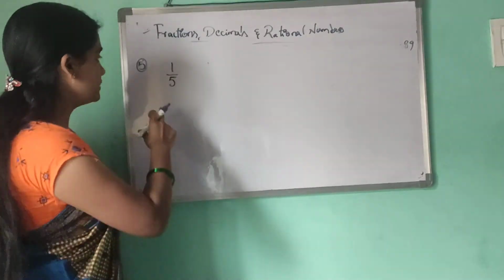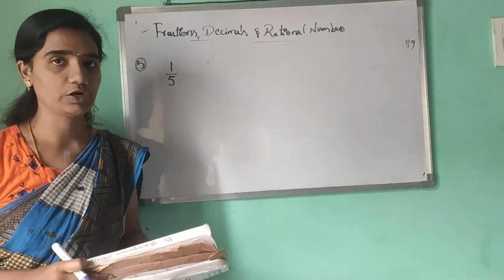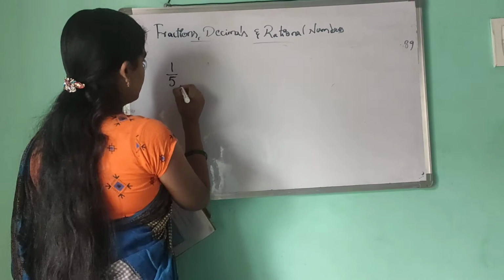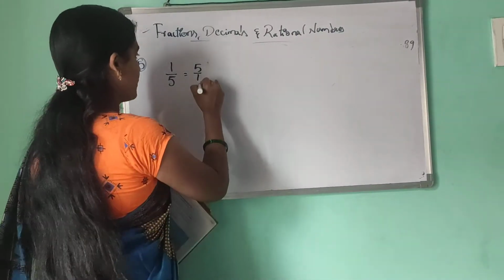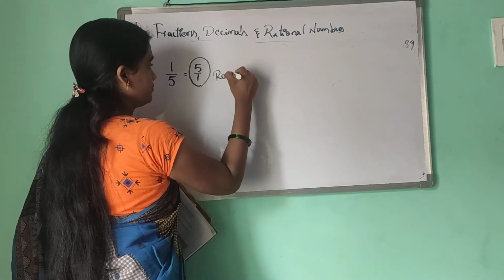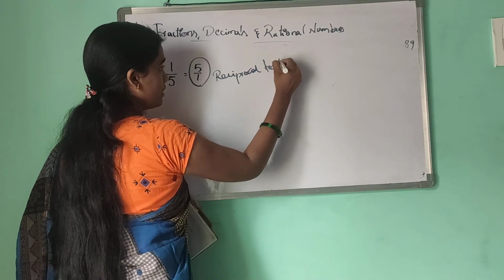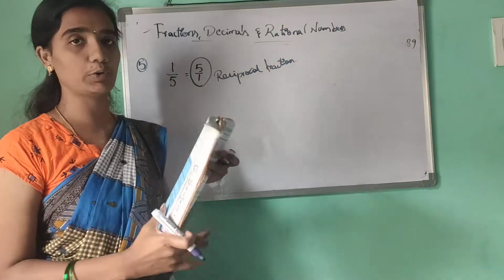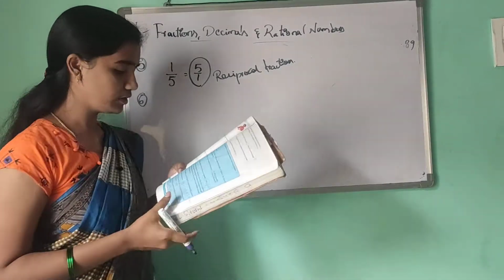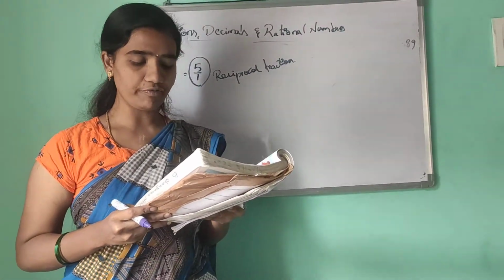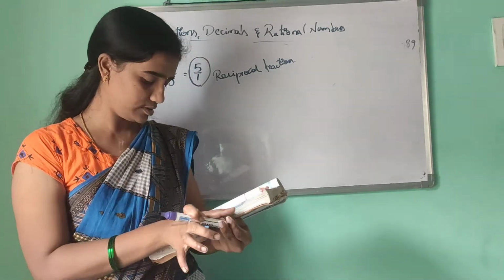How to write this number as the reciprocal of a fraction? How to convert? Here you can write 5 by 1. This process is reciprocal. This fraction is called the reciprocal fraction. Coming to sixth one, we have seen how to divide two fractions.